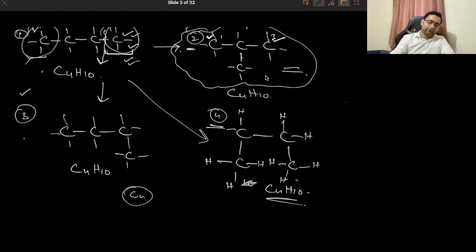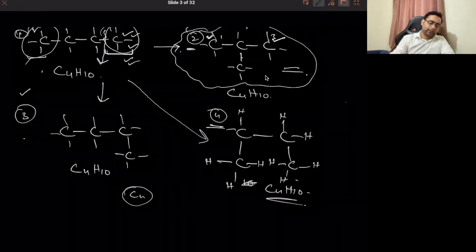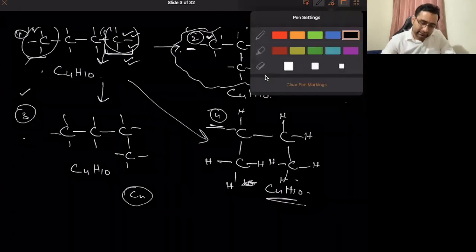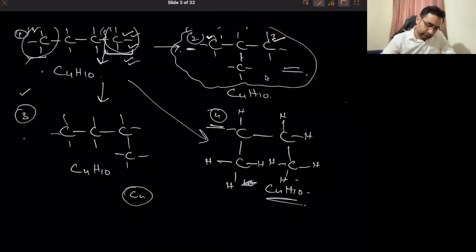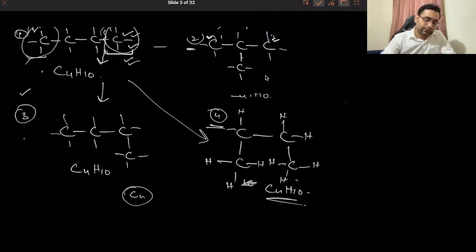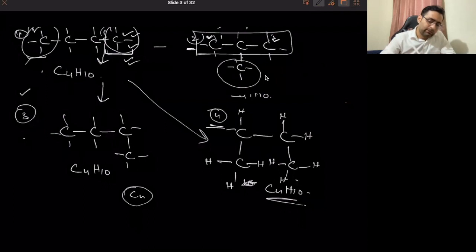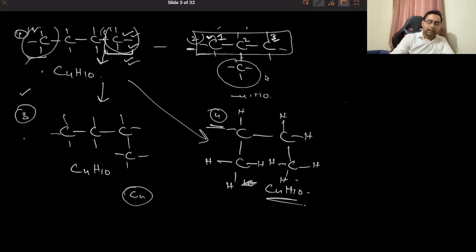The name for this is 2-methyl, because if you see number 2 compound, this is a branch, and this is your main chain. In the main chain, there are 3 carbons. This is carbon number 1, 2, and 3, and a chain of 3 carbons is known as propane. Now it has a branch on number 2, and a 1 carbon branch is known as methyl, and methyl is attached on number 2. So the name of this compound is going to be 2-methyl propane.